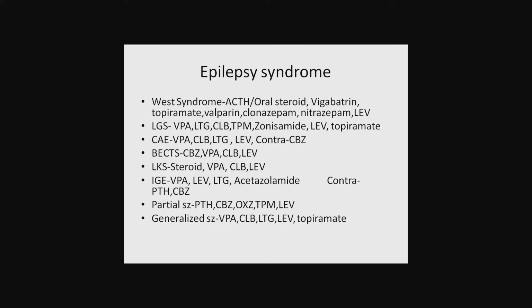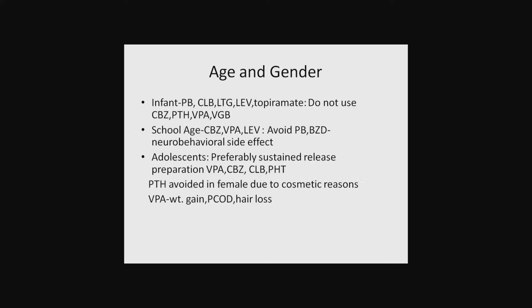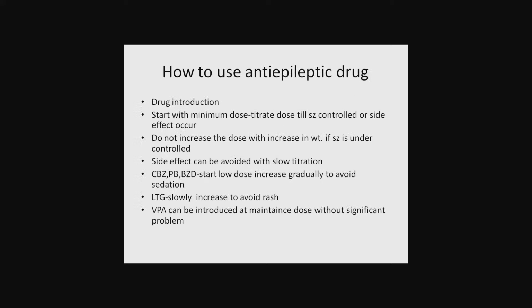Now, depending upon the various syndromes, we can use various drugs. So we have discussed all these things. Now, how to use a drug in case of epilepsy? You diagnose that this patient has epilepsy and requires an anti-epileptic drug, then you have to start an appropriate drug taking into consideration all these factors: age, gender, ethnicity, type of seizures, comorbidity, and the cost. If you start one anti-epileptic drug, then increase its dose till seizures are controlled or side effects occur.